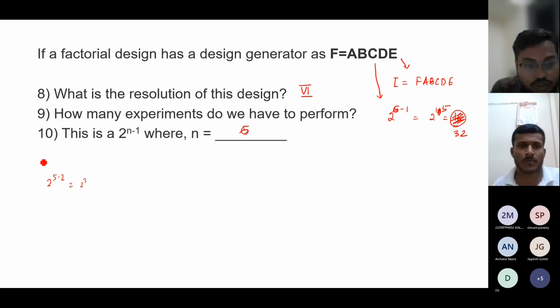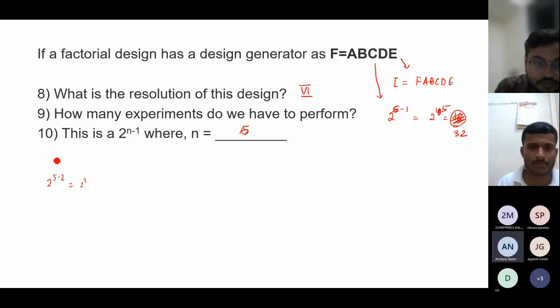Okay. So in this case, I did my own. I could not upload it on the Excel sheet to share the screen. In the next row, he has taken 6 minus 1, 6 minus 2, 6 minus 3, with 32, 16 and 8 runs. F equals ABCDE, E equals ABC, F equals ACD. How did you decide that? I want to know how it is decided.